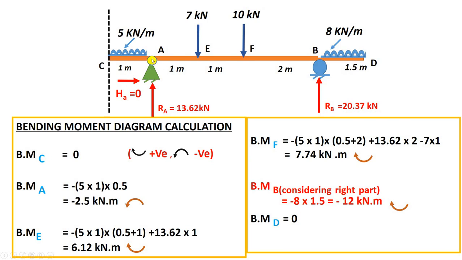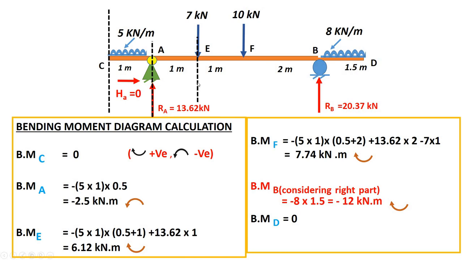Let us start with the bending moment at A. What about the bending moment at A? If we consider the left part of the portion, 5 into 1 and the perpendicular distance is 0.5, and what about the nature of moment? Nature of moment is anti-clockwise, so minus 2.5. Here 5 into 1 is the total load and 0.5 is the perpendicular distance from A point, right?